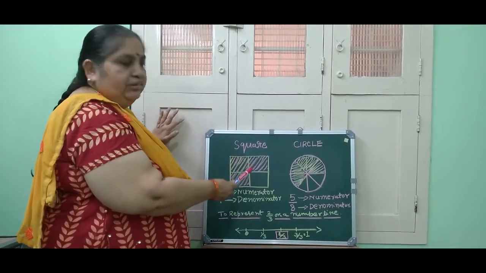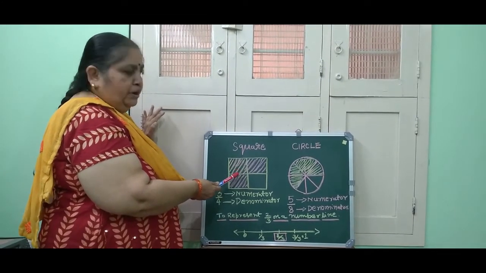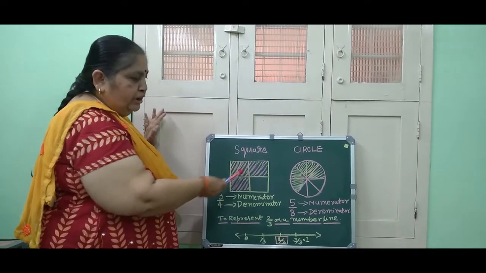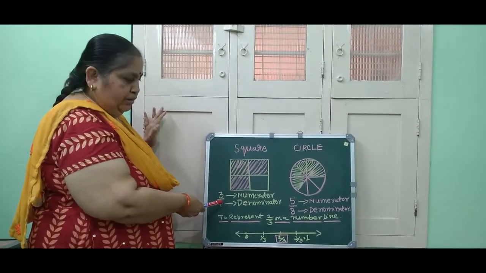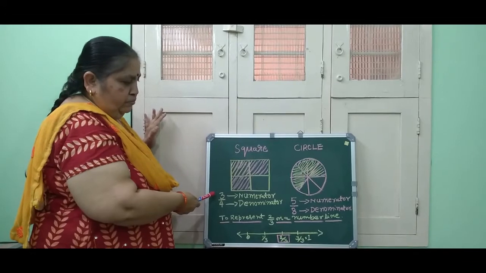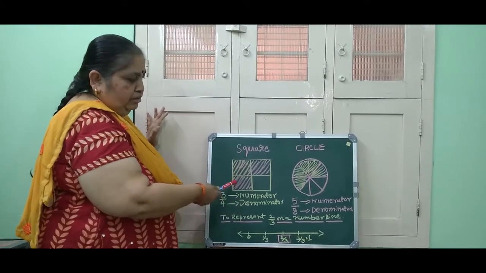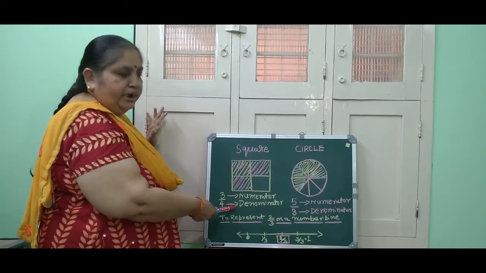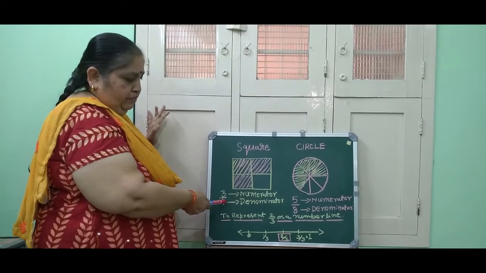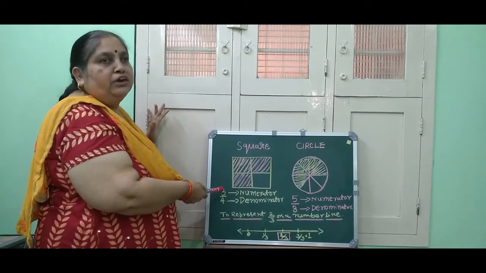Here, a square is divided into exactly 4 equal parts, and I have shaded 3 parts out of the 4 parts. So 3 parts are taken out of the 4 parts, and the upper part of the fraction is called the numerator, as we mentioned. So here I am writing it as 3 by 4. The denominator represents the equal parts the square is divided into, 4 equal parts. And 3 represents how much we have taken out of it. 3 parts we have taken.